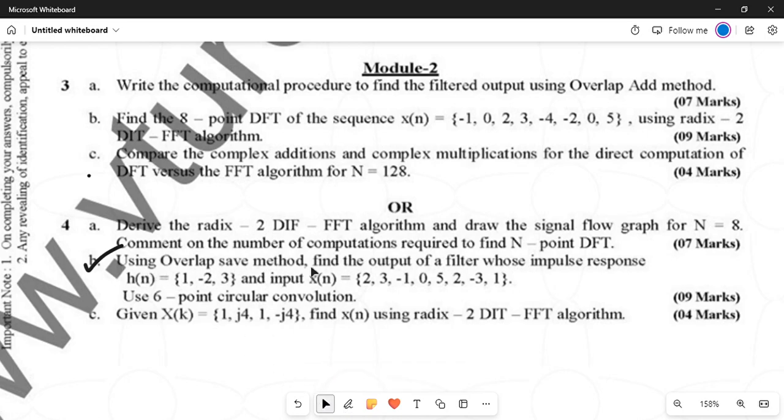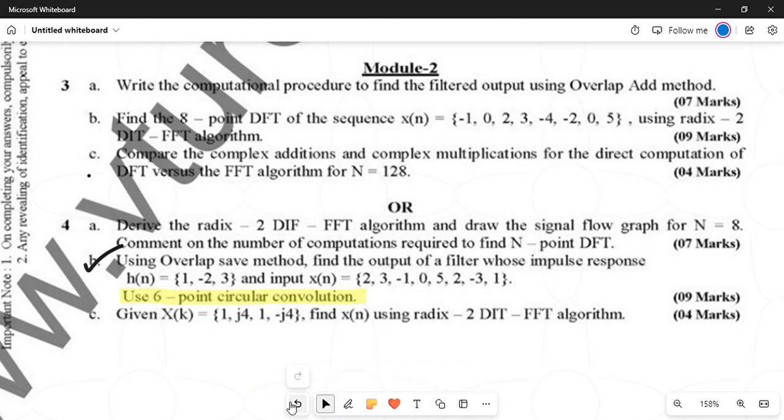Using overlap save method, find the output of a filter whose impulse response h of n is equal to 1, minus 2, 3, and input x of n is equal to 2, 3, minus 1, 0, 5, 2, minus 3 and 1. Use 6-point circular convolution. So here there is a terminology stating use 6-point circular convolution. What is the 6-point circular convolution? So you need to understand that.